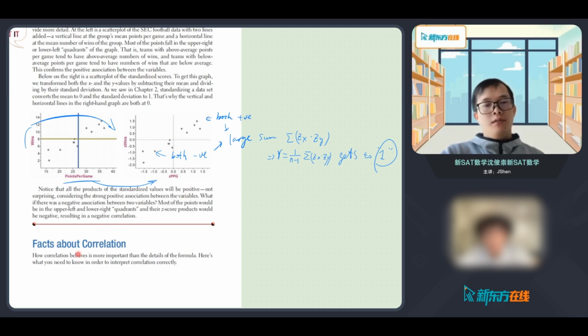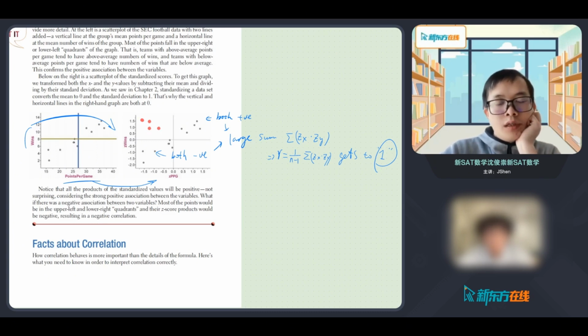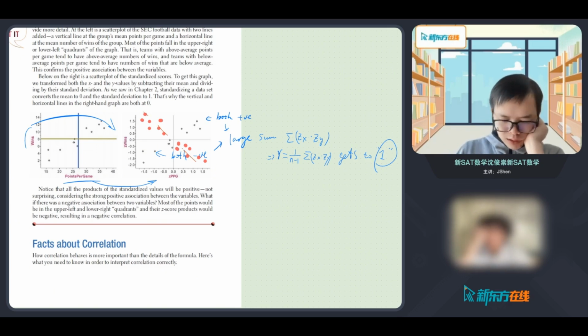Now, if the points are scattered in quadrant 2 and 4, one positive and one negative, don't you get a very negative sum? Because you have almost all negative products, right? So for this one, it's a very negative sum. So R is close to -1. Got it?